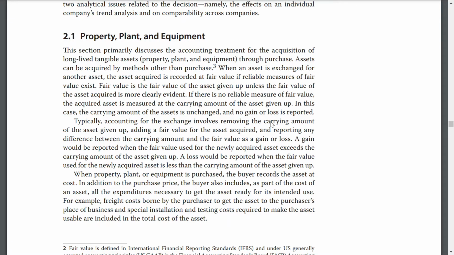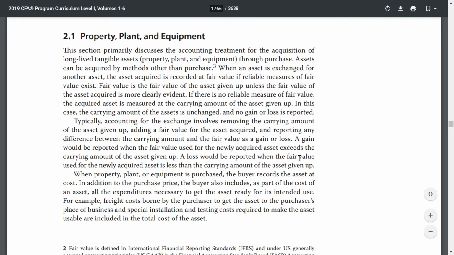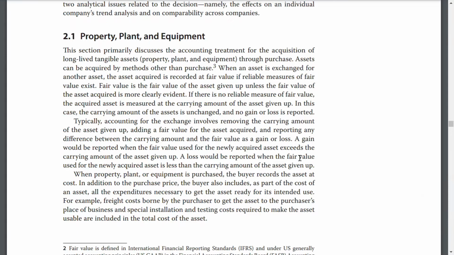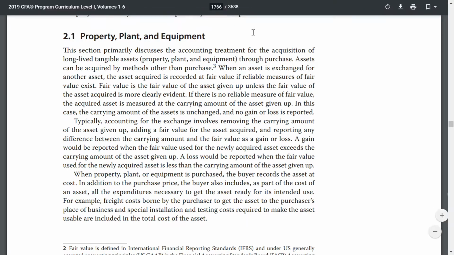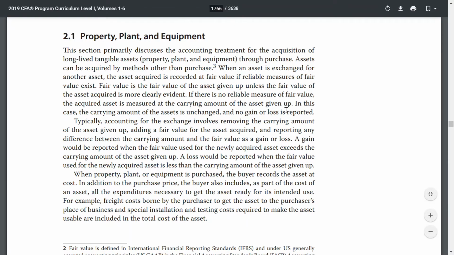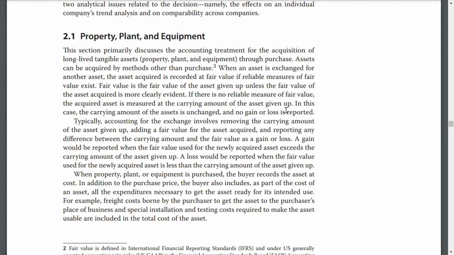If there is no reliable measure of fair value, when property, plant, or equipment is purchased, the buyer records the asset at cost. In addition to the purchase price, the buyer also includes as part of the cost of the asset all expenditures necessary to get the asset ready for its intended use.